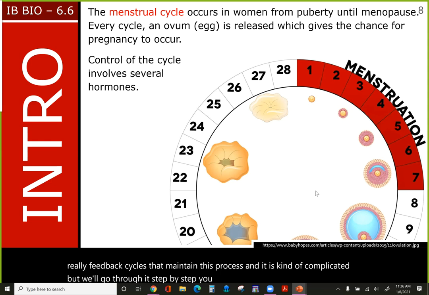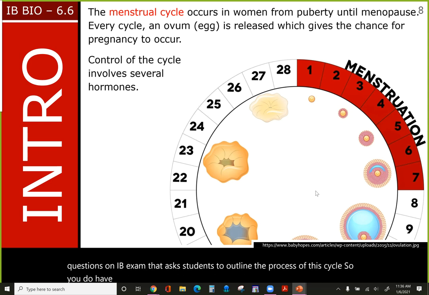You should be aware that I have seen skills questions on the IB exam that ask students to outline the process of this cycle. So you do have to understand what hormones do what and which show positive feedback and negative feedback.